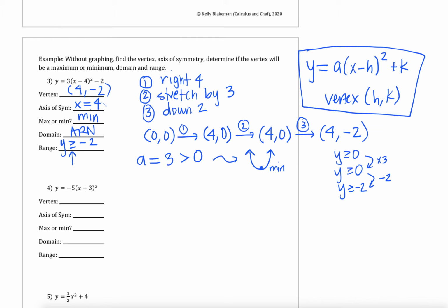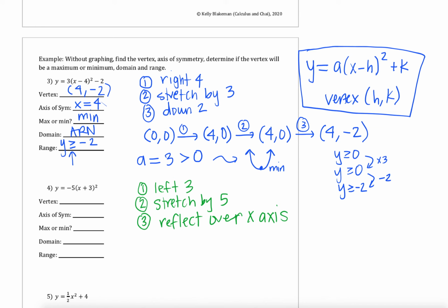So here we have y equals negative 5 times x plus 3 squared. I want you guys to pause the video and list all of your transformations. So our first transformation here is that x plus 3, which is telling us that we're going left 3. Now I actually have two more transformations. So this negative 5 is telling me two things. The first thing is it's telling me that I have a stretch by 5, and then the negative sign is telling me that I have a reflection over the x-axis.